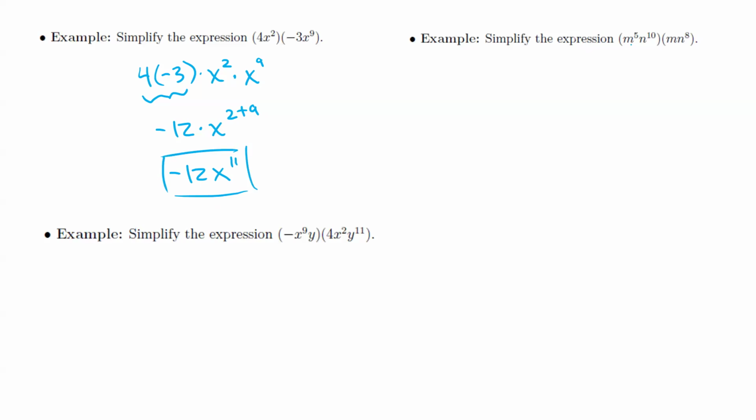All right, here I've got m to the 5th times m, n to the 10th times n to the 8th. Okay, so only like bases can be combined by adding their exponents. So put the like bases together, and let's remember that that m is the same as m to the 1. So just reordering. So m to the 5 plus 1 times n to the 10 plus 8. So m to the 6th times n to the 18th.